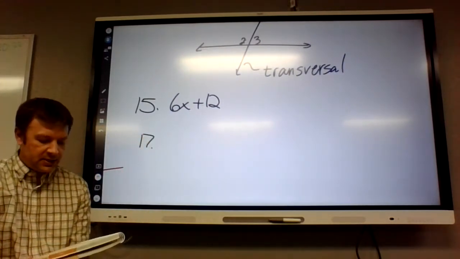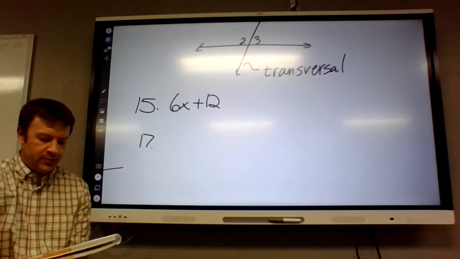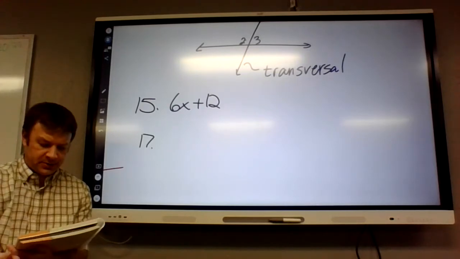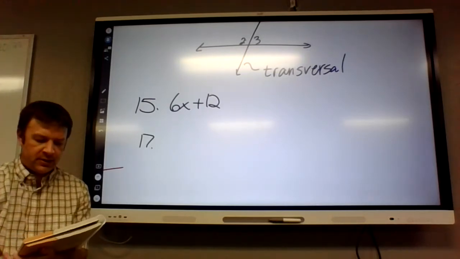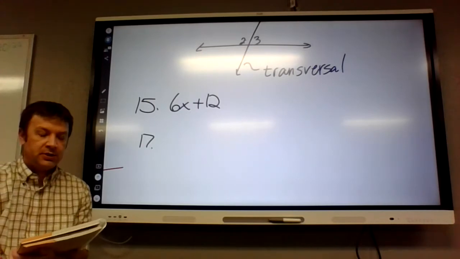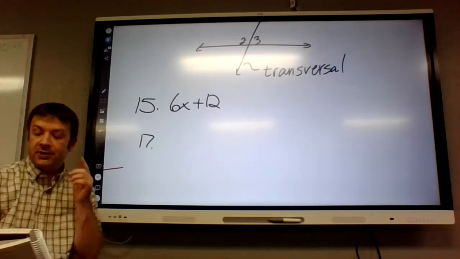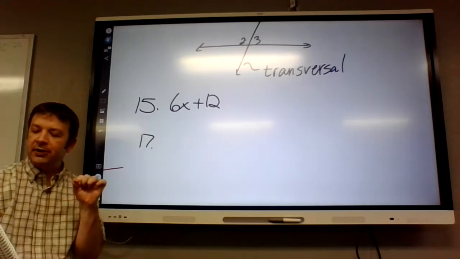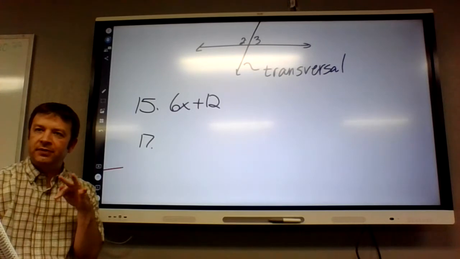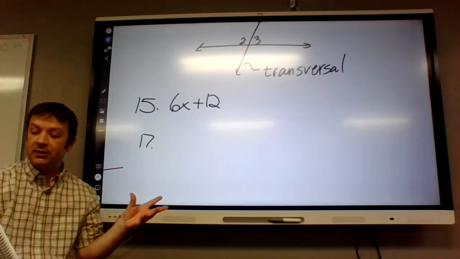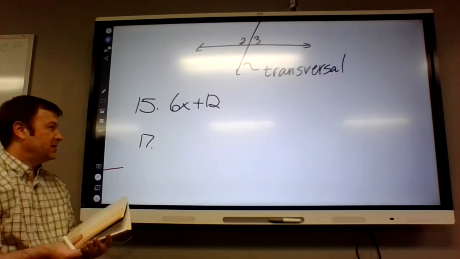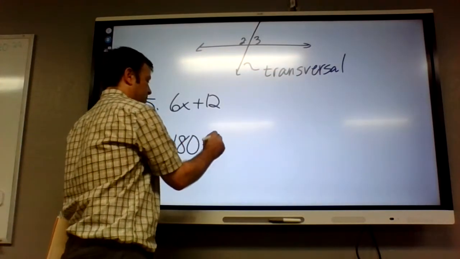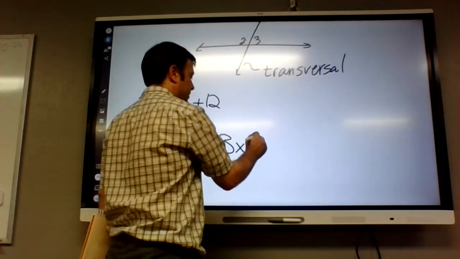On 17, it says angle 5 and angle 3. Are those two the same angles? No. They are what? The opposite. They're supplementary. We just did that on number 13, right? 3 and 5 should add up to 180. So on 13, how did we find missing angle 5? We did 180 minus the angle, right? So on number 17, it's 180 minus 3x plus 9.